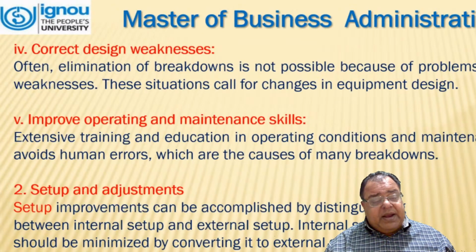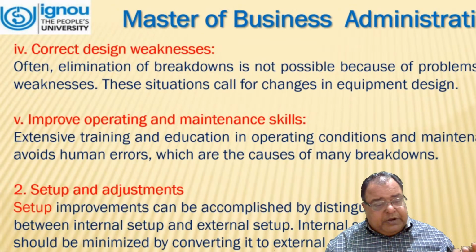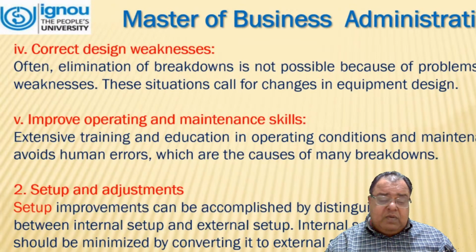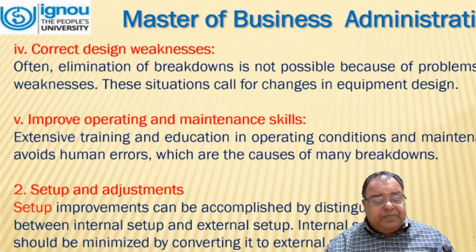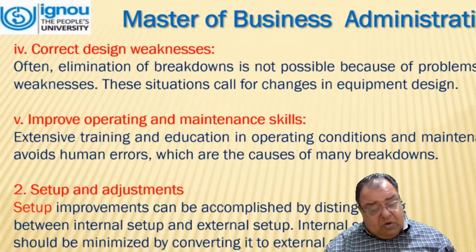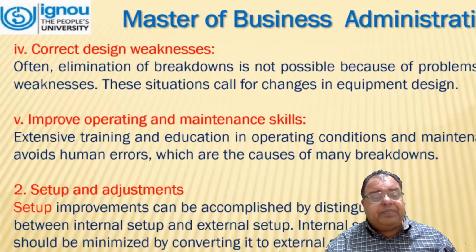Second one is setup and adjustments. Setup improvements can be accomplished by distinguishing between internal setup and external setup. Internal setup should be minimized by converting it to external setup. Improvements in adjustments can be accomplished by adopting an industrial engineering approach. Only unavoidable and essential adjustments should remain.